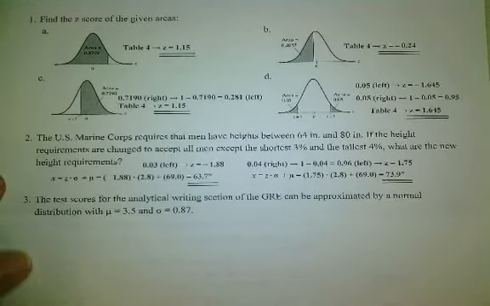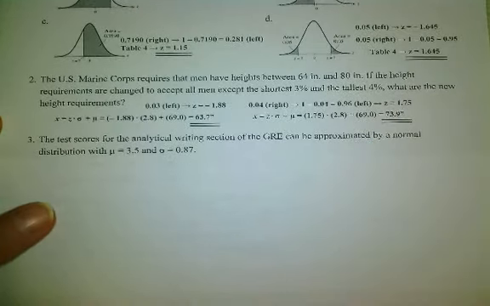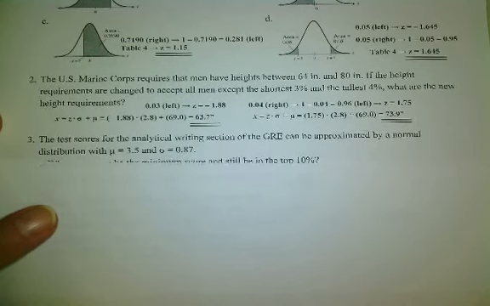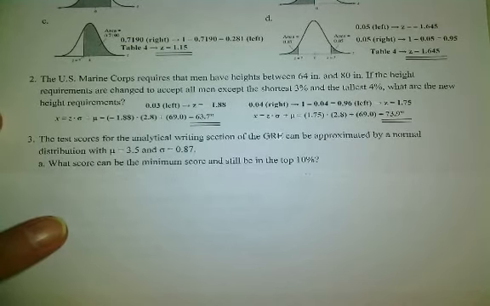All right, no, two to go. Okay, first off, test scores for the analytical writing section of a GRE. That's a graduate record exam. That's a test that you can take to get into graduate school after you get your bachelor's degree. In this case, notice it's a non-standard distribution, mean of 3.5, sigma of 0.87. So the question, let's start off with, what score can be the minimum score and still be in the top 10%? Okay. Now, here's the thing.